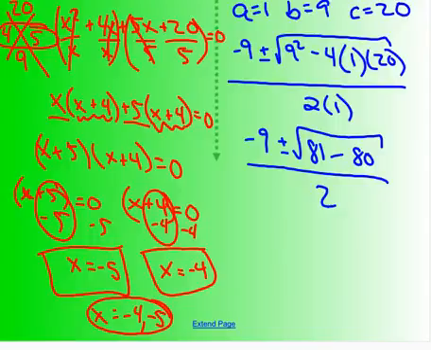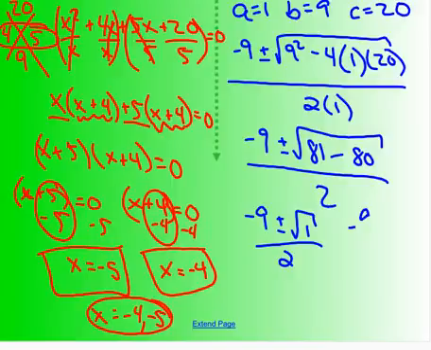I need some room here. So then I'd have -9 plus or minus the square root of 1 over 2. Square root of 1 is 1. So you'd have -9 plus or minus 1 over 2. Notice I did everything under the square root first before I did anything with the plus or minus. So now that the square root's gone, now I'll plus or minus.